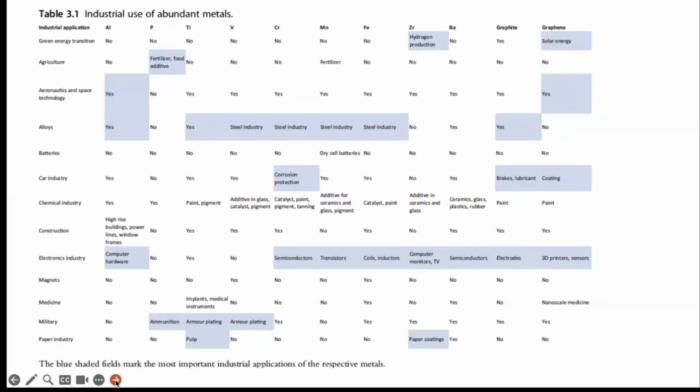So it's not a big surprise that people are increasingly interested in graphite deposits. It's not just pencil lead like I thought it was before I started working on this lecture. So anyway, here's another table in your book. The blue shaded fields mark the most important industrial applications of the different materials. Oh, I forgot ammunition under phosphorus, fertilizer, food.